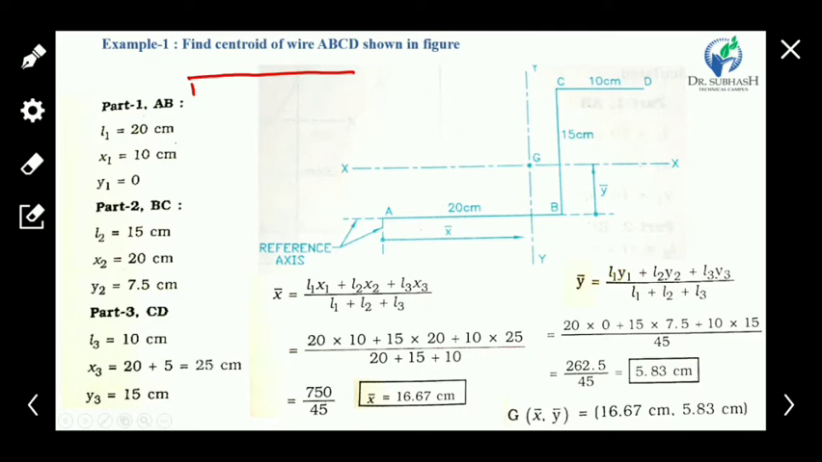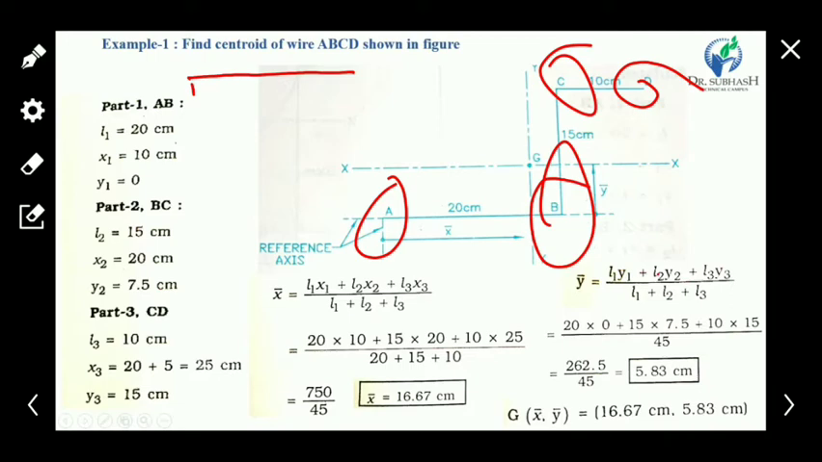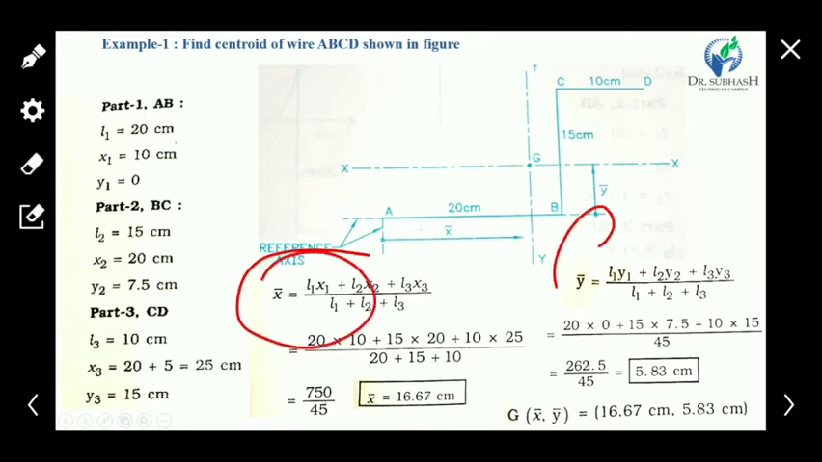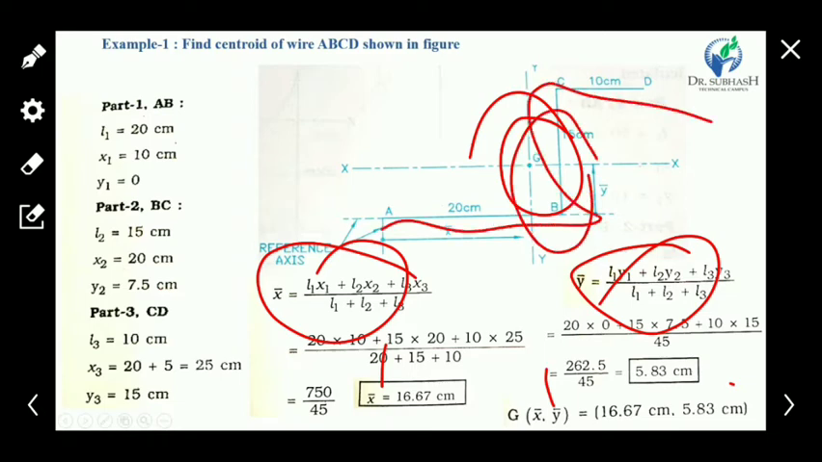Find the centroid of wire A, B, C, D. Firstly, we know how we find the center of gravity. We have equations for x bar and y bar, and we consider the reference axes, horizontal and vertical, from point A. Through these equations, we can find the x bar and y bar values, and get the coordinates of the centroid of this composite wire element.